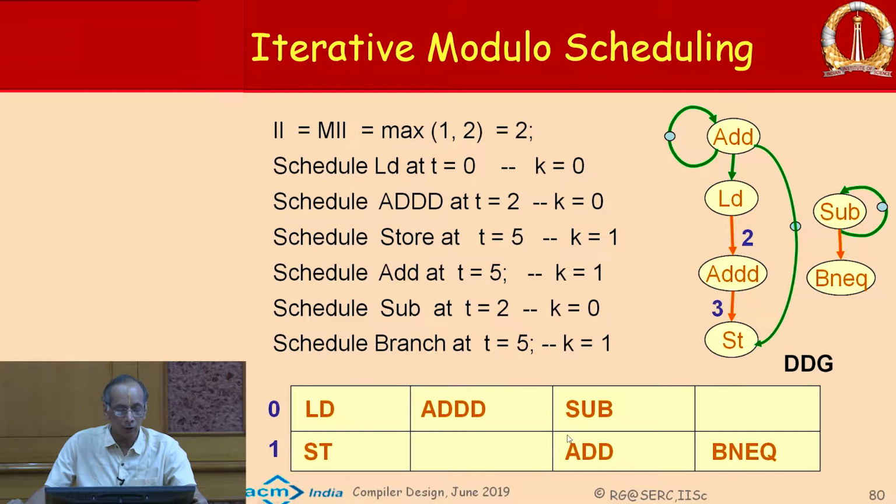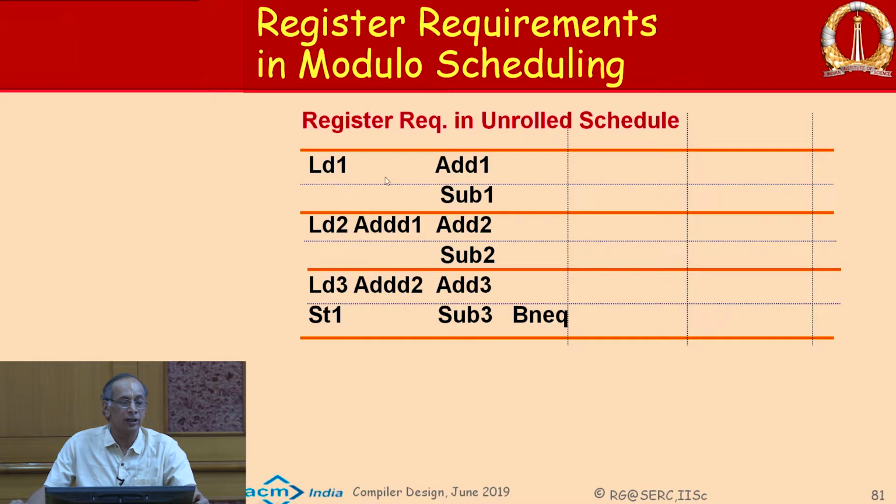So, when I unroll this 3 or 4 times, this is what I get. This load corresponds to the ith iteration, this add corresponds to the ith iteration, and this store corresponds to the ith iteration. I have marked them as load 1, add 1 and store 1. Similarly, this corresponds to the (i+1)th iteration, and this corresponds to the (i+1)th iteration.